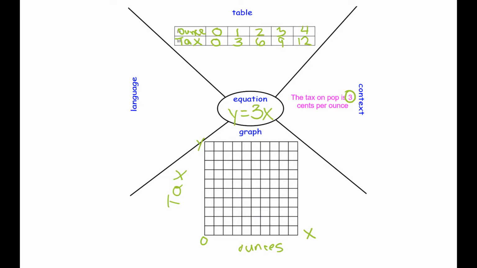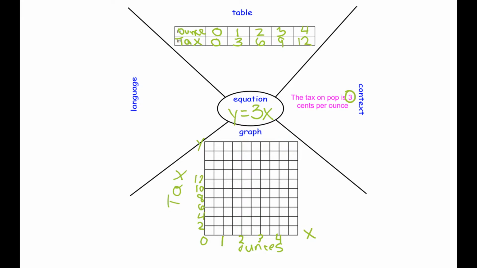So I think what I'm going to do is I'm going to go every other line just to space it out a little bit. So every other line, then I can use the whole graph. You always want to space it out as much as you can. And then for tax, I need to get up to 12. So if I count by ones, I'm not going to get quite up there. So I think I'm going to have to go by 2. So I go 2, 4, 6, 8, 10, 12.